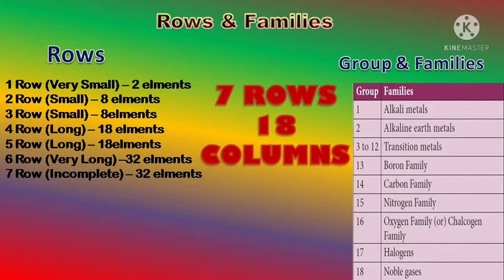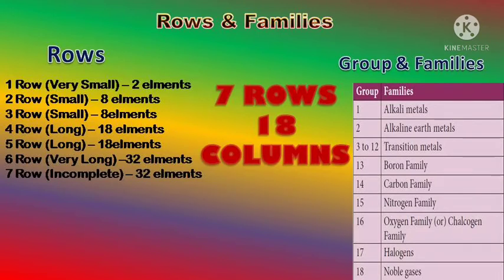Rows and families. My dear students, Henry Moseley is one of the legends who discovered the modern periodic table. In that, he made 7 rows and 18 columns. The elements which are arranged horizontally denote rows. The first row consists of 2 elements, namely hydrogen and helium.